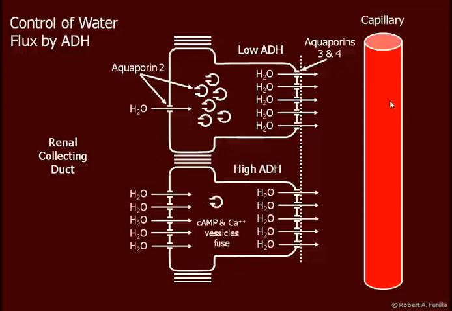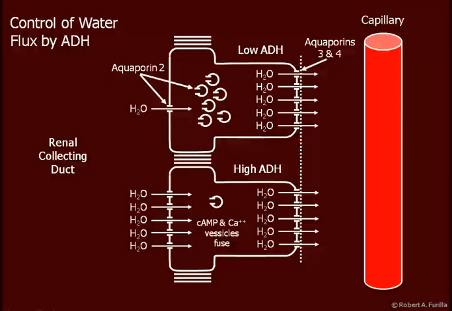However, in the condition of dehydration, which would be low plasma volume, high plasma osmolarity, we want to reabsorb as much water as possible to bring our plasma volume up and to bring the osmolarity back down. So under these conditions, we move the aquaporins to the membrane, fuse with the membrane, and now we have a free pathway for water to flow into the cell, out the other end of the cell, and back into the plasma. So antidiuresis occurs under high ADH, diuresis occurs under low ADH conditions.